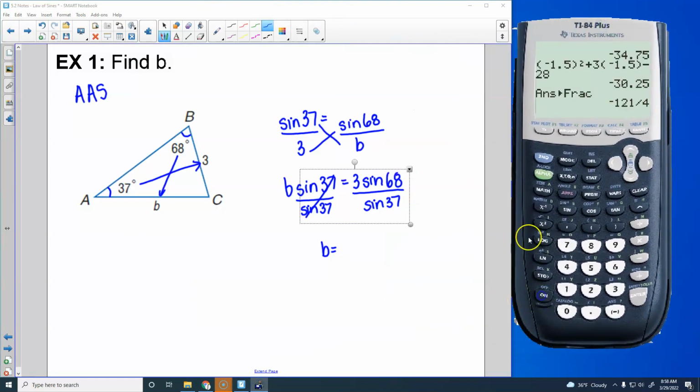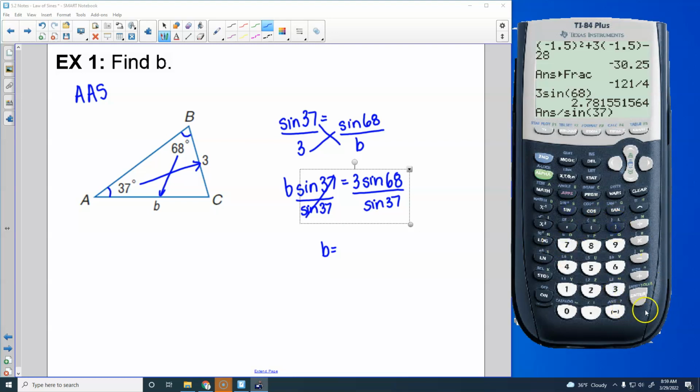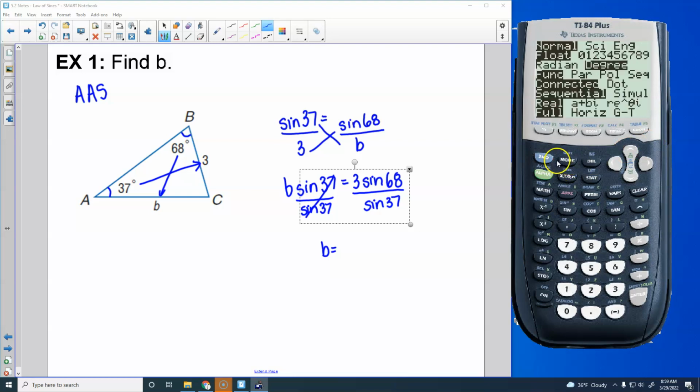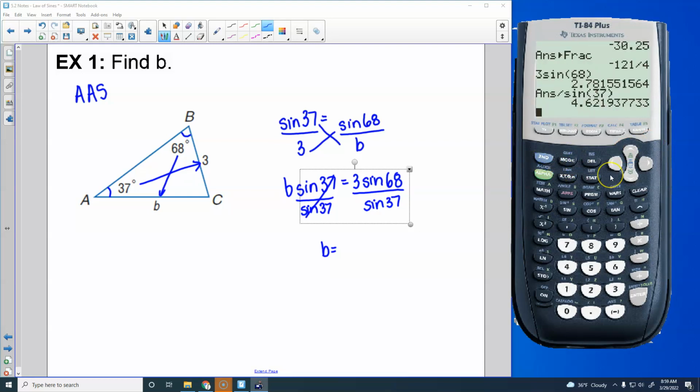Alright, so all we have to do to type this in is 3 sine 68. I'm going to hit enter before I divide, since I didn't put parentheses around that. Sine 37. This may not be right. Let's see. I'm not sure if I'm in degree mode or not. I am. Okay, so it should be correct. So we got 4.622 would be our answer. So the length of this side right here would be 4.622.